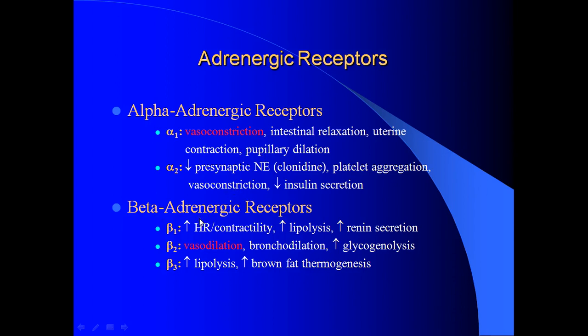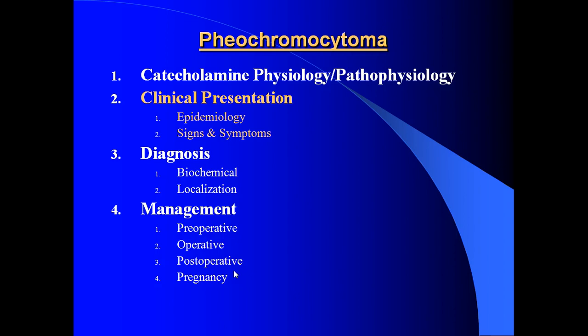The beta adrenergic receptors, on the other hand, are beta 1, beta 2, beta 3. Beta 1 increases the heart rate, causes increased contractility, lipolysis, increased renin secretion. Beta 2 in turn is responsible for vasodilation, bronchodilation, and increased glycogenolysis, while beta 3 is responsible for increased lipolysis and increased brown fat thermogenesis. So just imagine if these hormones are increased, what will happen to the body. Those are the symptoms which these patients will have.